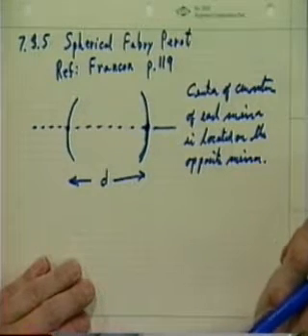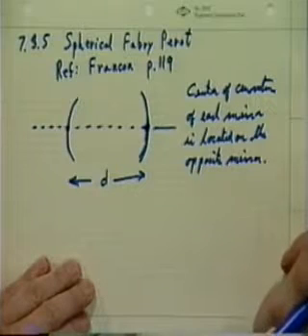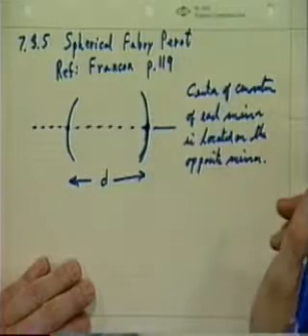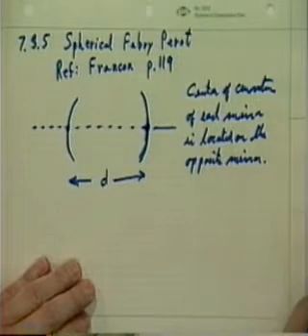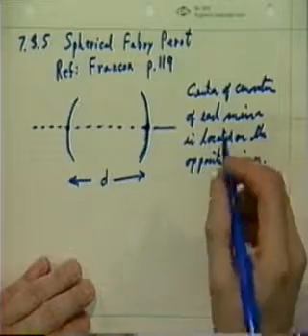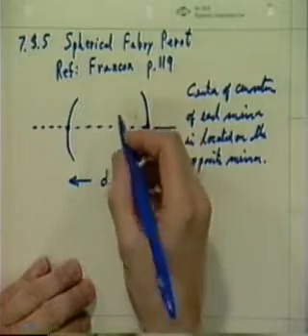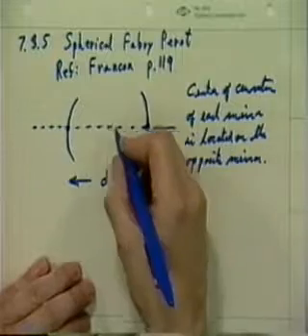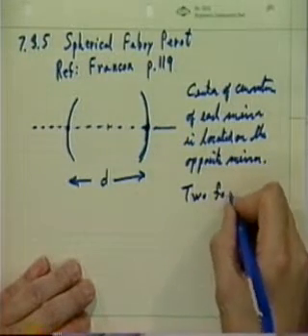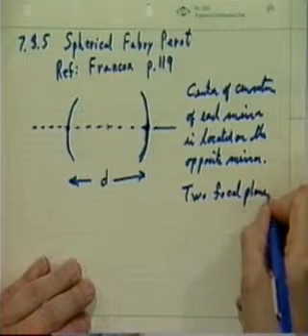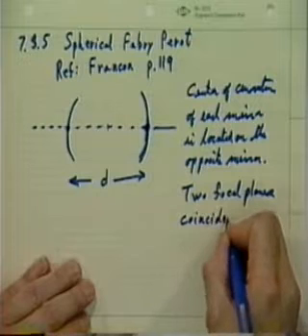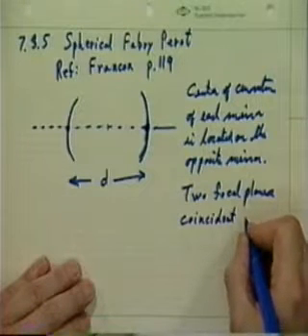Okay. And let's see, how is the focal length of a spherical mirror related to the radius of curvature? So it's 1/2 the radius of curvature. And so the two focal planes here are coincident right in the middle. Okay, write that down. Two focal planes coincident in the middle.